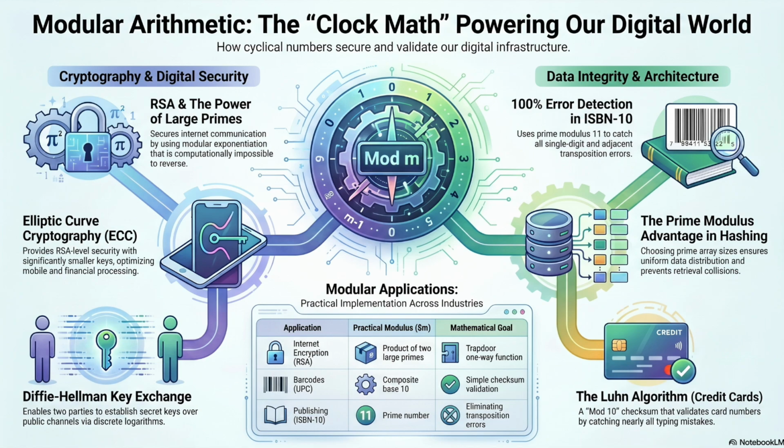I feel like I'm holding all the pieces of a puzzle. So the public has N and E. That's the open padlock. Anyone can use it. Yep. But only I have D. That's the physical key to unlock it. Correct. The encryption pipeline is simple. The sender takes their plain text message, M, converts it into an integer, and raises it to the power of the public exponent E modulo N. And that scrambles it. That chaotic math scrambles the data and creates an unrecognizable ciphertext, C.